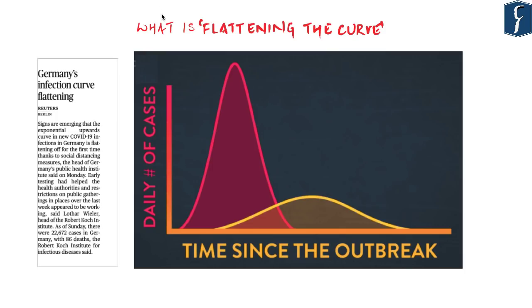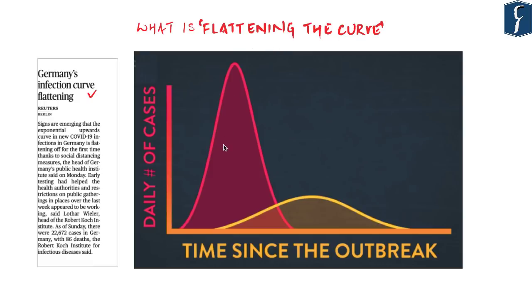Now we'll start today's discussion by understanding a much talked about term, which is flattening the curve, and this news appears on page number 14, where signs are emerging that the exponential upward curve in new COVID-19 infections in Germany is flattening off for the first time, and that is thanks to social distancing measures which Germany has effectively implemented. Now what is this flattening of the curve?